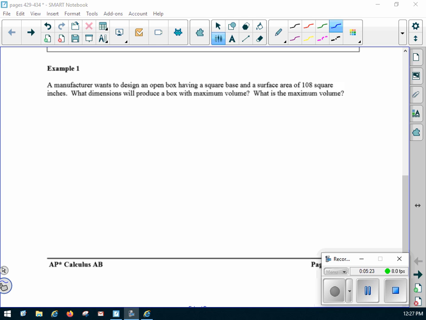Now, if you go back to your steps, look at number 1. What is the quantity that is to be maximized or minimized? So I want you to write maximize volume. That's the first thing I want you to write down, because you can get so lost in the math that you forget where you were going.